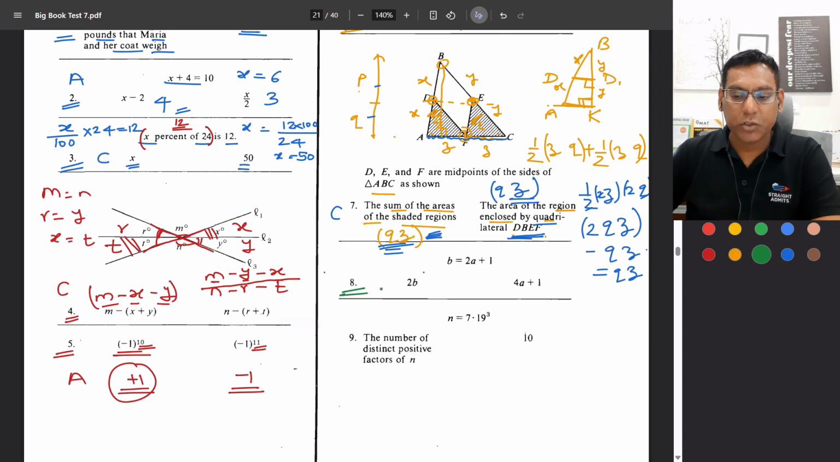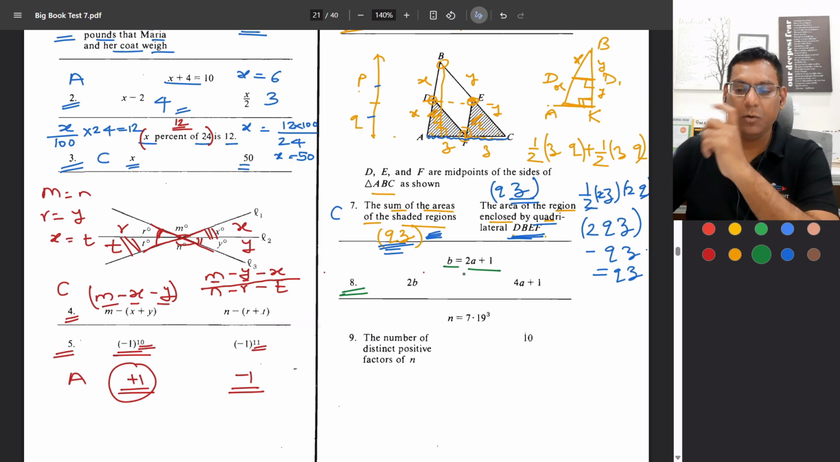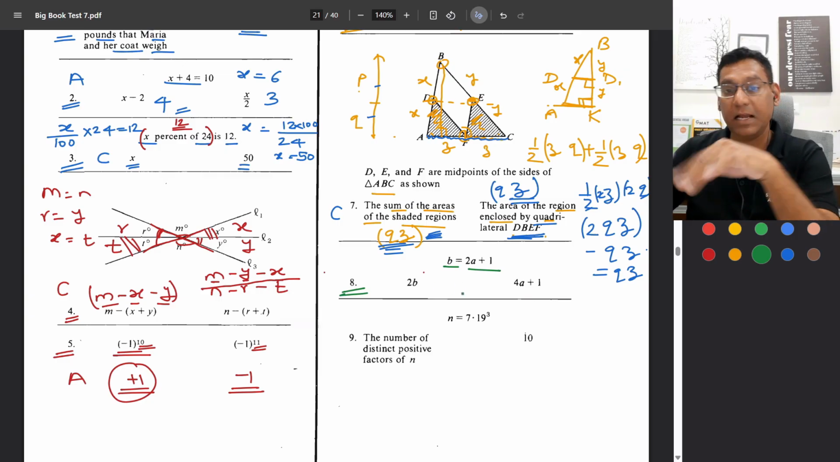Okay, let's look at question 8. B is equal to 2A plus 1. All right, I can pick numbers, or I can do it algebra-wise. Okay, let me do it algebra-wise, and then I'll verify by taking numbers.